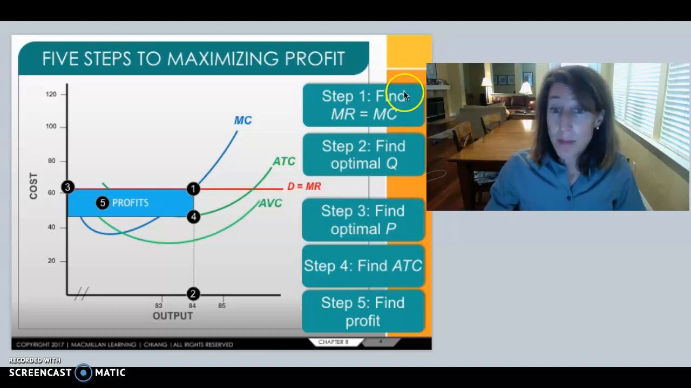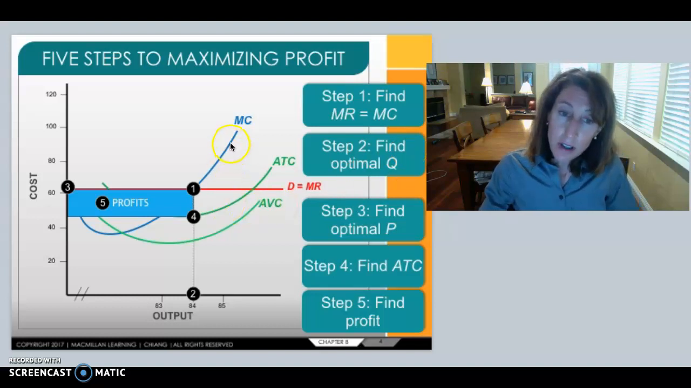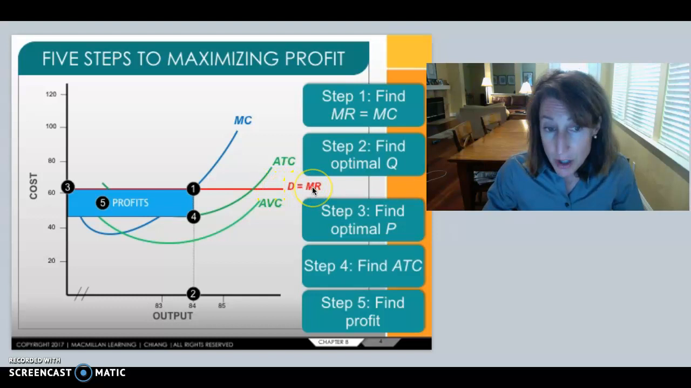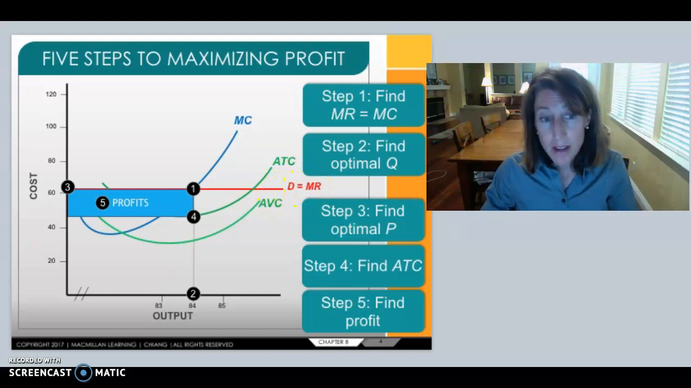Anyway, the point I'm trying to make is that this marginal revenue equals marginal cost tells us number 2, the optimal quantity or output to produce. So if you look at our graph, what we've done is we've taken that flat demand curve, and that flat demand curve is a perfectly elastic demand curve. We've studied that. It's also equal to marginal revenue.